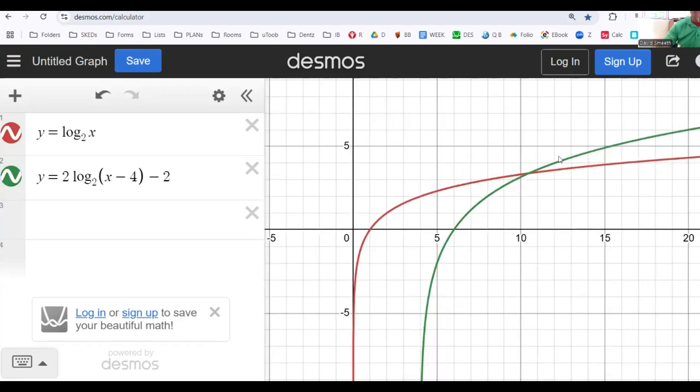I would encourage you to play around in Desmos or on your graphing calculator and experiment with what you can do to logarithmic functions.